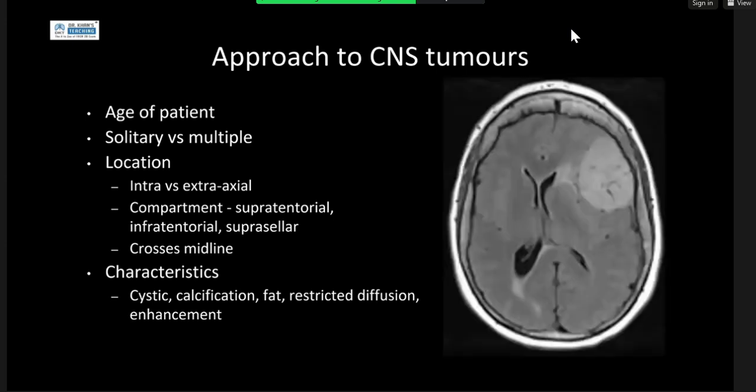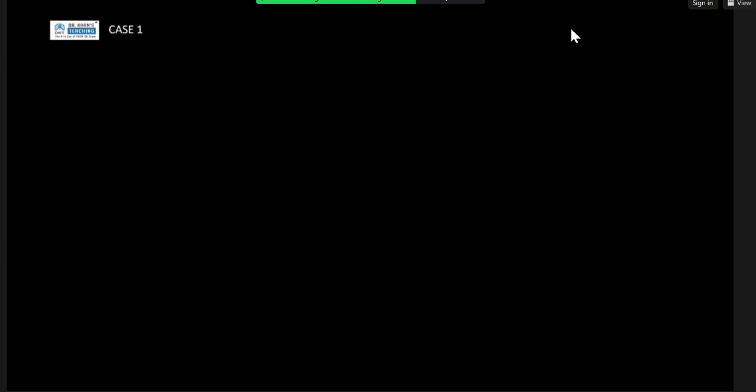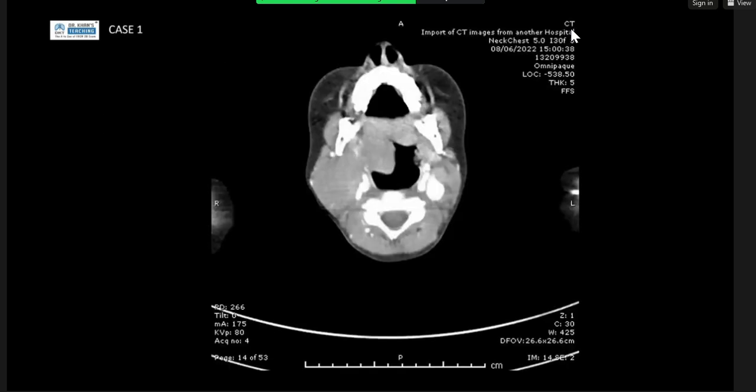Okay. So this is an extraaxial mass, what's looking like a lymphoma. Okay. Oh no, sorry, meningioma. Apologies.